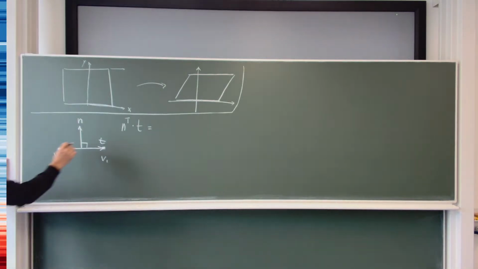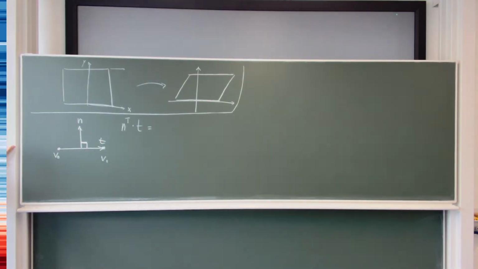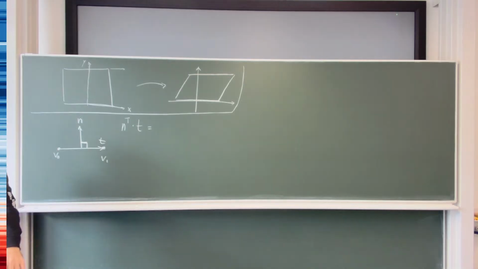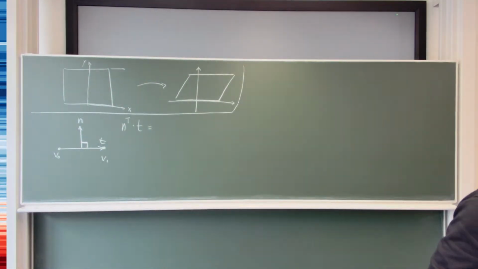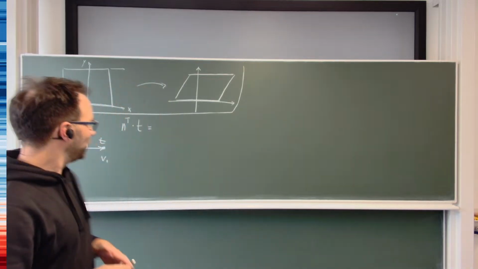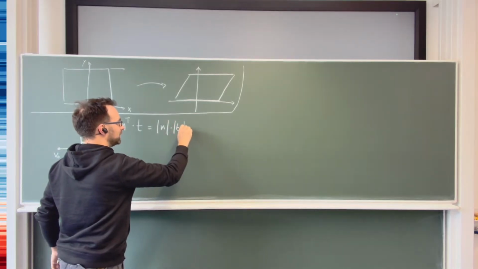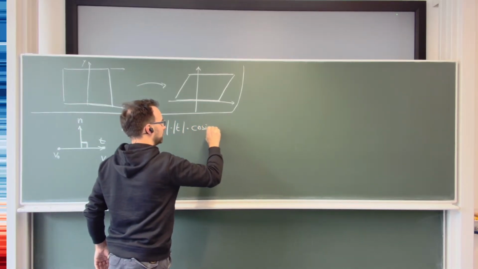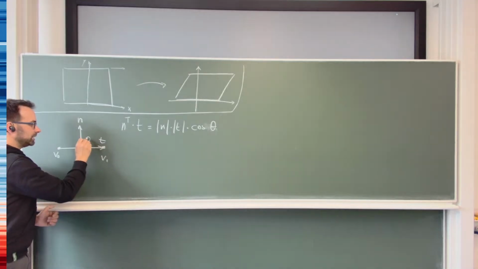What do you know about this dot product if both vectors are perpendicular to each other? What is the definition of the dot product anyway? Okay, just try. So it should be 0 when there is a right angle, because the definition is the length of n times the length of t times the cosine, no, it's just cos, of the angle in between them. This is theta.